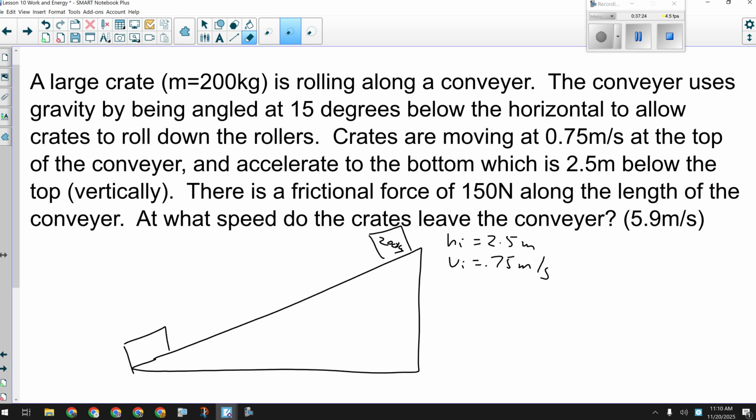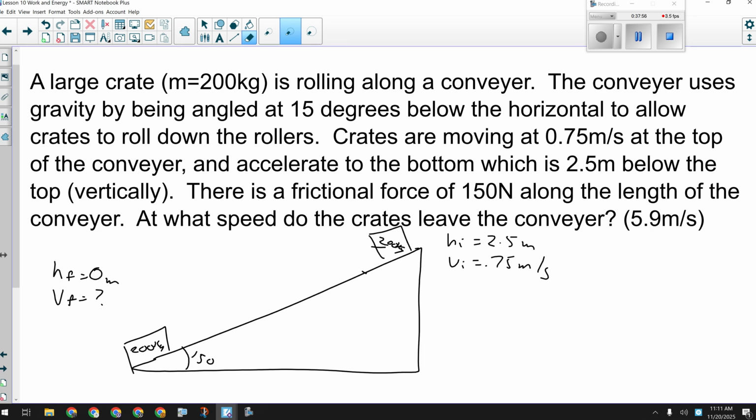The second point where we're dealing with it is at the bottom. So our final height is 0 meters. Obviously it's still 200 kilograms. And we're looking for VF here. We know that it is 15 degrees below the horizontal. So that means that angle is 15 degrees. If that angle is 15 degrees, so is this angle.